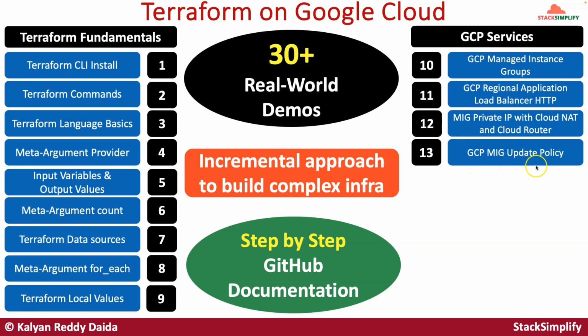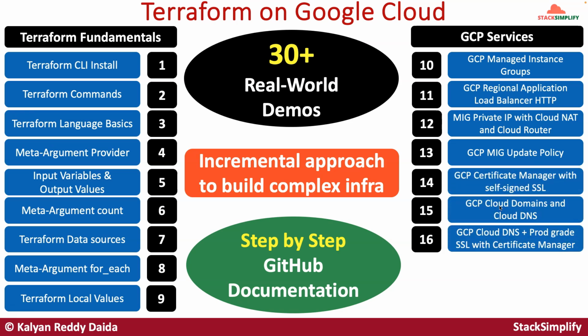And then after that you will move on and then implement managed instance groups update policy. So how to update your application from version 1 to version 2. And once that is completed, we'll move on and then implement or use GCP certificate manager for our regional application load balancer to use self-signed SSL.